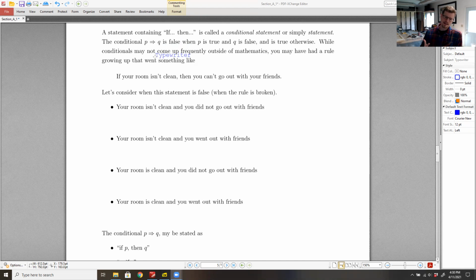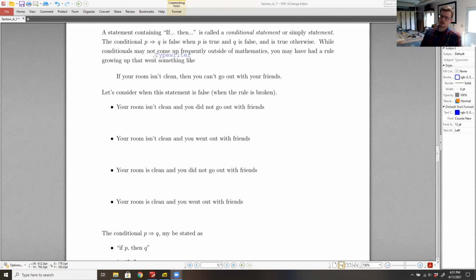So it's not quite intuitive when we phrase it this way as to when it should be true and when it shouldn't be true, in terms of maybe why it's like this. It might seem a little bit weird. So what I want to do really quickly is take a look at a rule and think of a statement that we're calling a rule. You may have had a rule such as this when you were growing up. If your room isn't clean, then you can't go out with your friends. Mom wants you to keep your room clean. Dad wants you to keep your room clean. Your friends want you to keep your room clean. So if your room isn't clean, you can't go out with your friends.